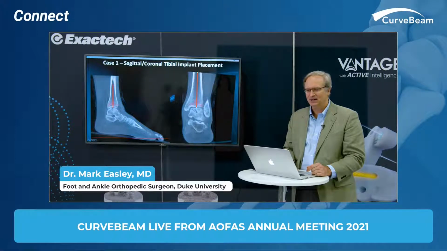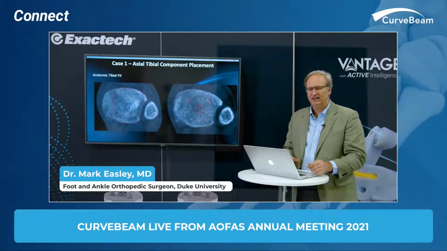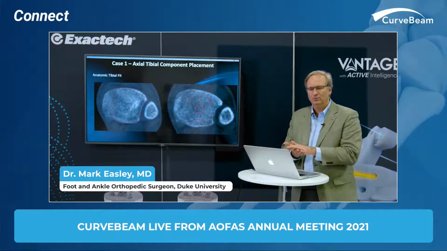But I've got to make some kind of plan for what I'm going to do with the talus. I think the hardest thing we do is trying to get the tibial component rotation right. With the CT planning, and especially weight-bearing CT, we can get exactly where we need to be and superimpose that on the talus.